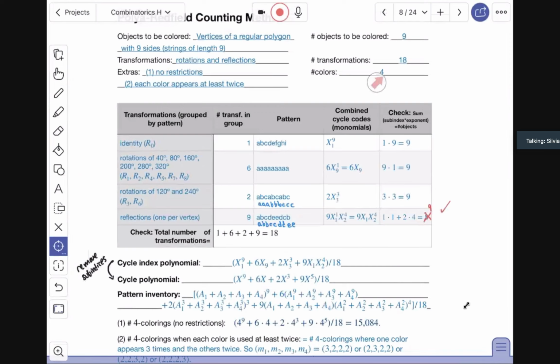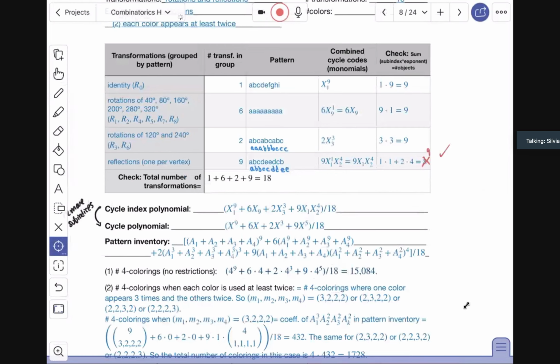You see, in my original problem, I said four colors with no restrictions. So my answer to that problem is simply take my cycle polynomial, substitute x equals 4. And that gives me the total number of colorings. All right. Questions up to there?